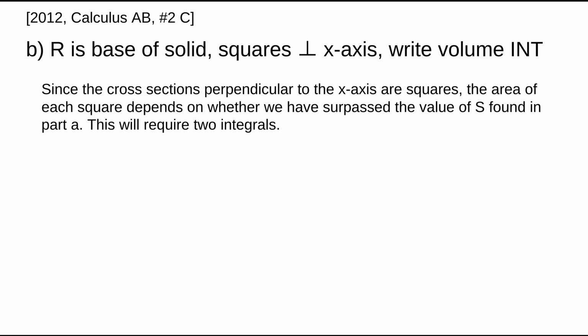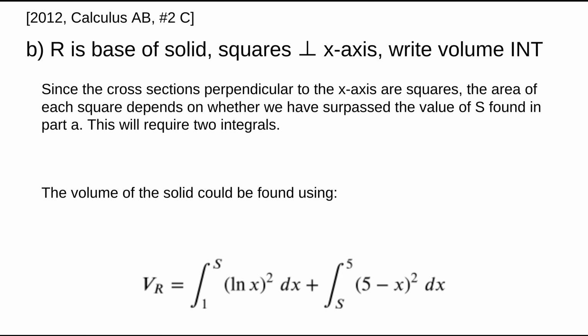Right. Since cross sections taken perpendicular to the x-axis are squares, the area of each one of those squares is going to depend on where we are relative to this number s that we found in part A. So this is going to be written as the sum of two integrals. You don't have to, but it's probably easier that way. So the volume of the solid would be the integral from 1 to s of natural log of x squared dx.